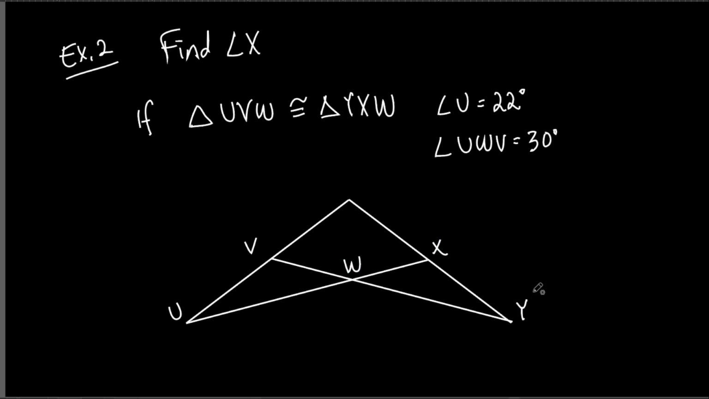All right, here's your picture. So now, what in the world do we do with this picture? Well, let's mark some stuff. It says UVW. Let's find triangle UVW. There's U, there's V, there's W. So UVW is this triangle right here. And it says it's congruent to YXW. There's Y, there's X.